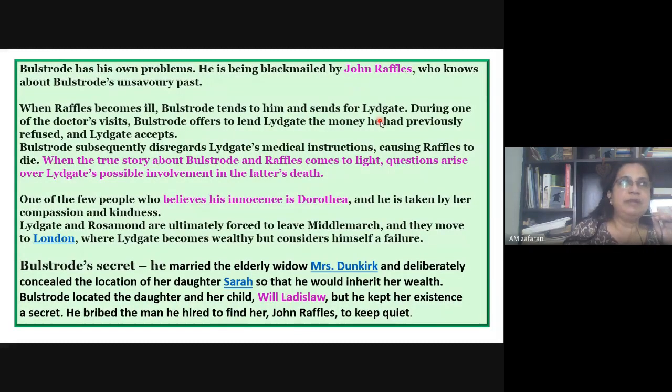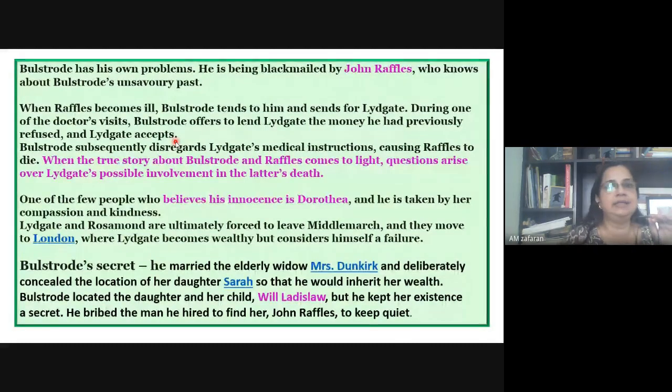So Raffles becomes ill, and Bulstrode is the one who is taking care of him. And Bulstrode sends for the doctor, Lydgate, to come and check on Raffles. During one of the doctor's visits, Bulstrode offers to lend Lydgate the money he had previously refused, and Lydgate accepts. So remember, Lydgate had gone to Bulstrode earlier to ask for money, and he was refused. But on one of the visits, when he goes to Bulstrode's house in order to visit Raffles, Bulstrode says that, okay, I will give you the money that you had asked from me.